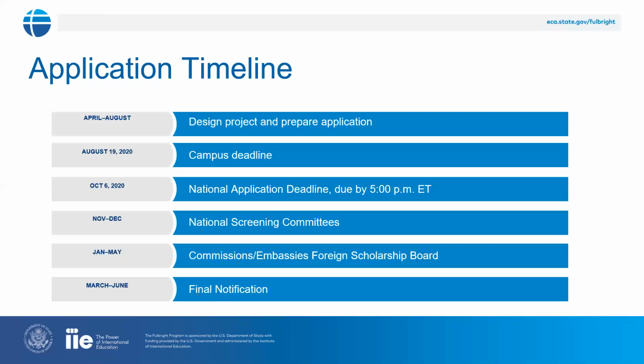I will say that even though this says March through June, about 99% of the countries do their final notifications before April 15th, because that's the deadline for accepting graduate school admission, and Fulbright wants to give you every opportunity to do Fulbright instead of graduate school. So rest assured, you should know by April 15th, but it can really range from March through April 15th.